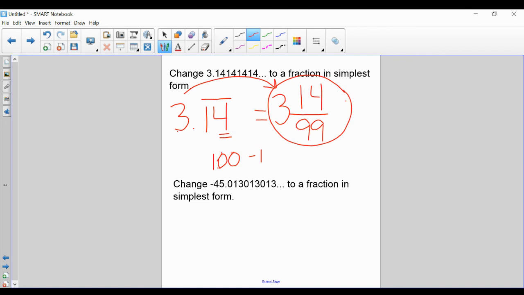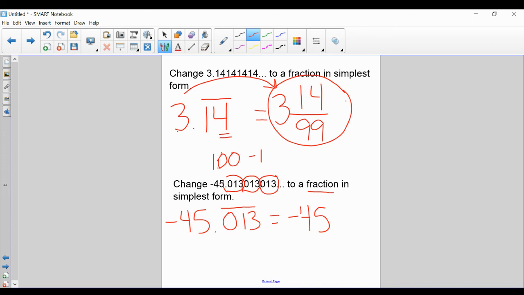So let's do one more. This time we have a negative number. So it's negative 45. And as I examine this number, I see that it's going to be 013 that seems to be repeating over and over again. So I'm going to write that with a bar just to get that mess kind of organized. Now my goal is to change it to a fraction. So I'm going to carry that whole number out into the front.